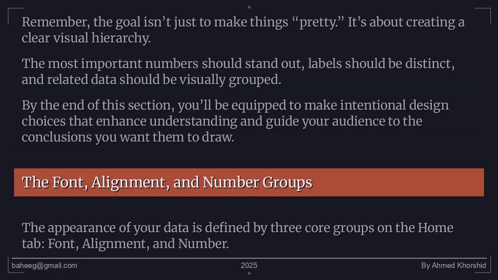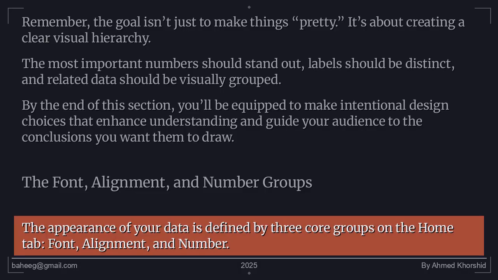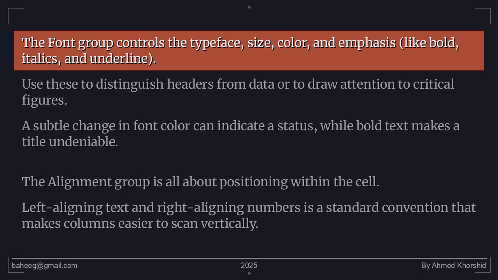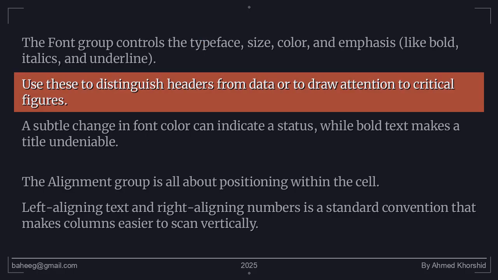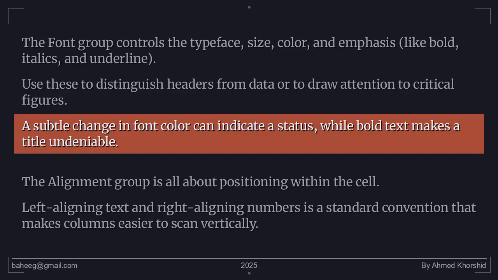The font, alignment, and number groups. The appearance of your data is defined by 3 core groups on the Home tab: font, alignment, and number. The font group controls the typeface, size, color, and emphasis, like bold, italics, and underline. Use these to distinguish headers from data or to draw attention to critical figures. A subtle change in font color can indicate a status, while bold text makes a title undeniable.